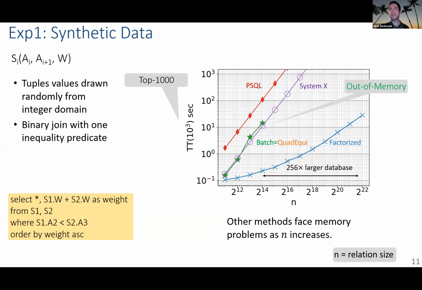Our factorized method is actually a lot faster than all these techniques. Here, it's orders of magnitude difference in running time. And it can easily handle a database that's 256 times larger than, for instance, the largest that this batch idealized algorithm could handle. So even though the output is very large for the full join, since we're only looking at the top 1,000, our techniques can, through factorization, avoid computing the full output, and it is much faster in practice. This is a Java implementation, and the batch algorithm behaves very similar to a really good commercial database system.